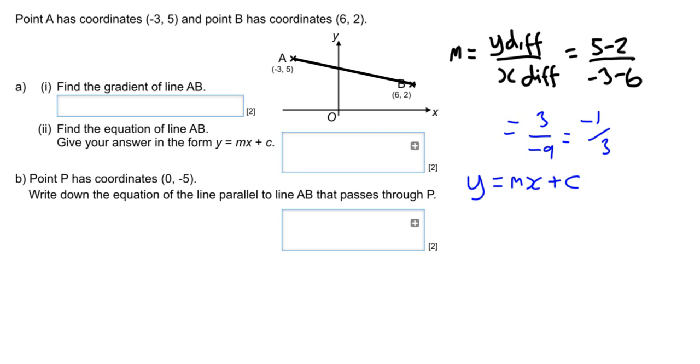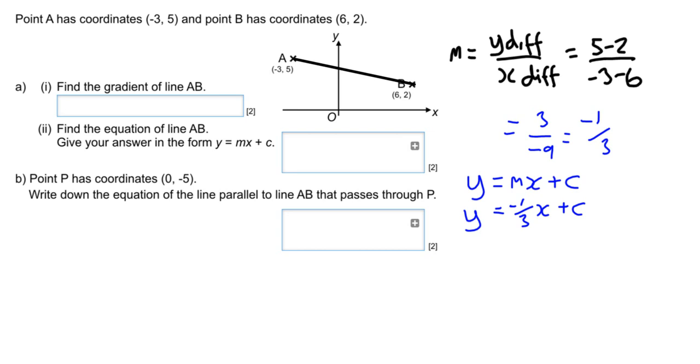So in this case, it's going to be -1/3 x, because that's what we have as my gradient, plus c. And that's my equation. Now I want to work out what c is, because x and y will vary depending on where we are on the line. So one way of doing this is to say, well, I know that at point B, when x is 6, y is 2.